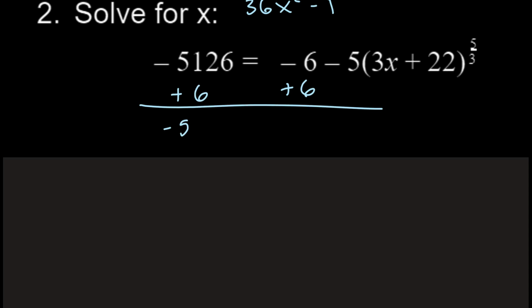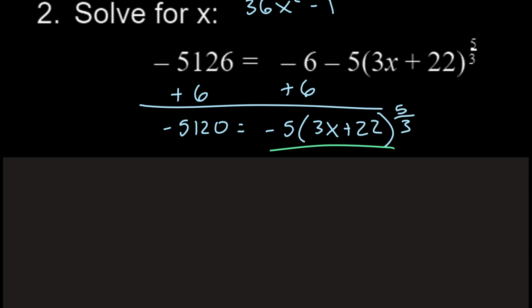So that's negative 5, 1, 2, 0. Then what do I have to do? Why am I dividing by 5? Negative 5, sorry. Why am I dividing by negative 5? And what operation is happening between the negative 5 and the parentheses? And what's the opposite operation? That's why we're dividing by negative 5. So negative 5, 1, 2, 0 divided by negative 5 is how much?